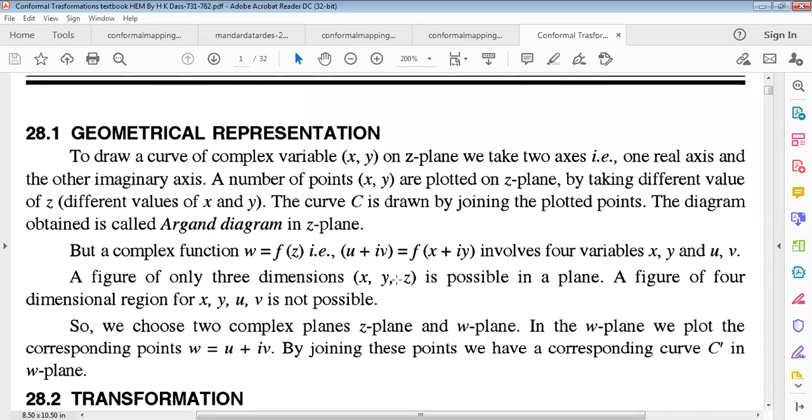This is why we are taking help from conformal mapping to plot complex functions. Now, we choose 2 complex planes, the z plane and another w plane. In the w plane, we plot the corresponding points, w equals u plus iv, as we have seen earlier in a graph. By joining these 2 points, we get the corresponding curve c dash in the w plane. Another complex function, c dash, or the w plane.